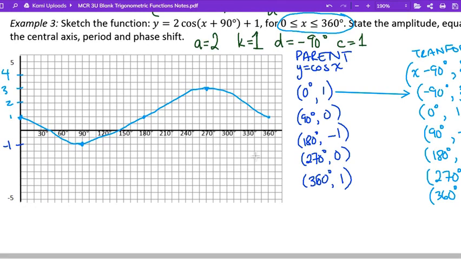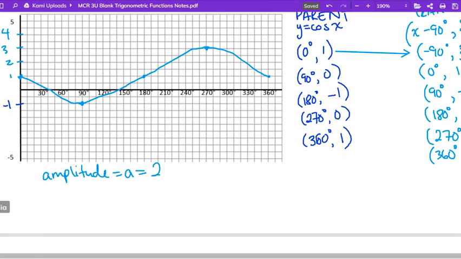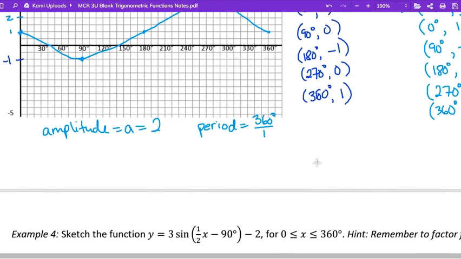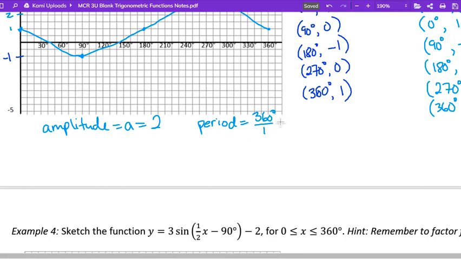And we've been asked to state certain characteristics. How do I find the amplitude? Well, the amplitude is just the value of A, right? Amplitude equals A equals 2. Period is trickier. We go 360 divided by K, which in this case is 360.